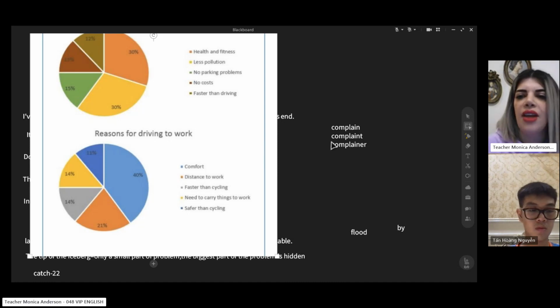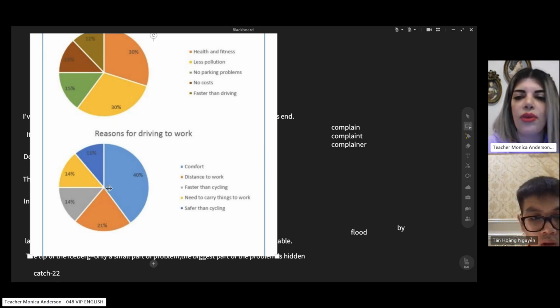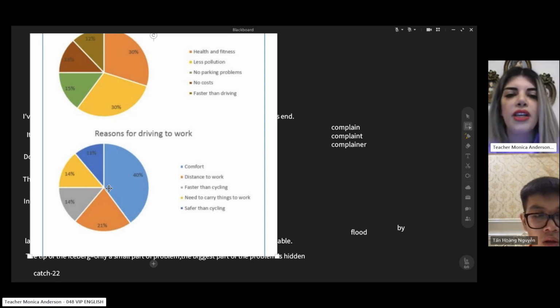Would you tell me the number of people, the percentage of people who would rather drive due to distance to work? Could you repeat again? Would you tell me the number or the percentage of people who would rather drive due to the long distance?